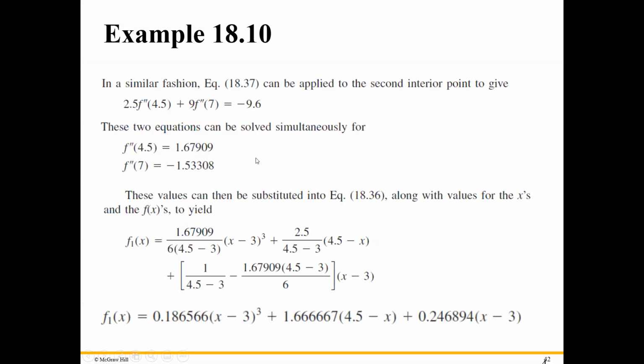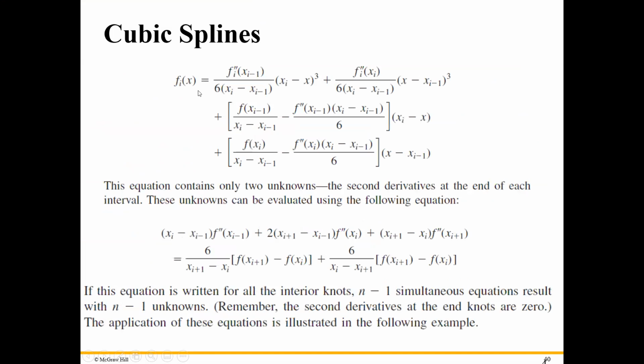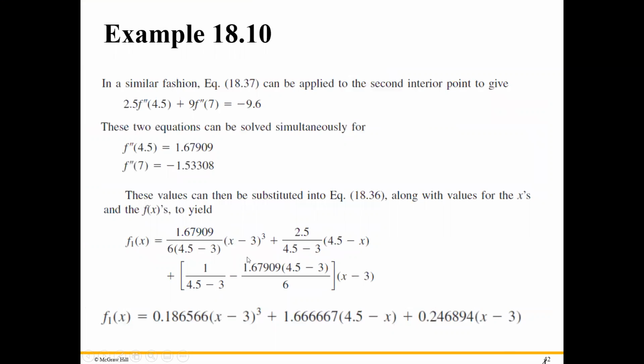So what you have to do is find these f double prime 4.5 and f double prime 7. Once we have found them, we can iteratively apply these equations. Okay, so and then we can get these equations.